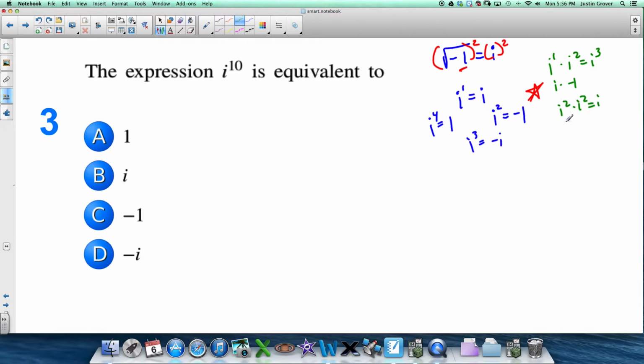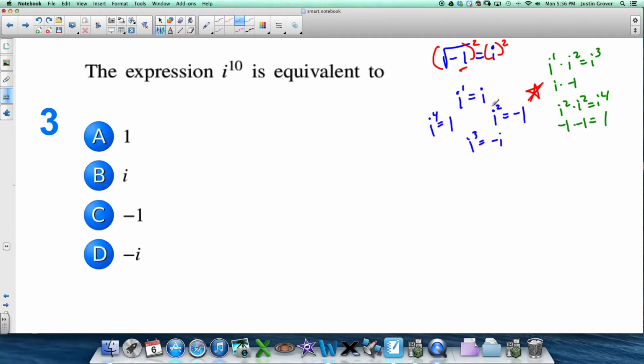And i squared is negative 1 times negative 1, which is positive 1. So that's that one. And then something interesting happens when we go above 4: it just starts to repeat. i to the 5th is i, and 6 is negative 1, and 7th is negative i, and 8th is 1, and so on, and so on. And so it just goes around and around in a circle.